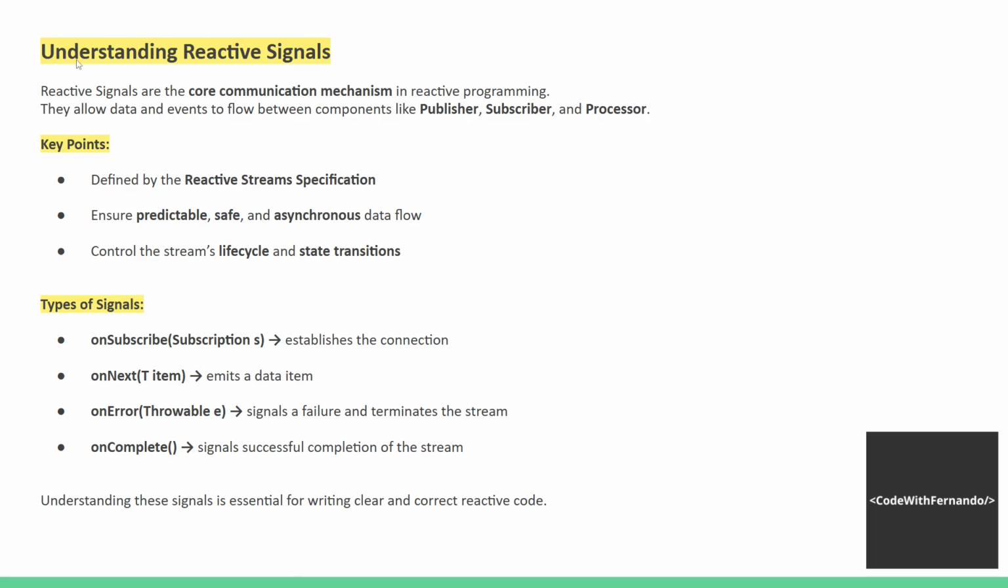Okay, understanding reactive signals. So, what are reactive signals? They're the core communication mechanism in reactive programming. They allow data and events to flow between components. These components are the publisher, subscriber, and processor.